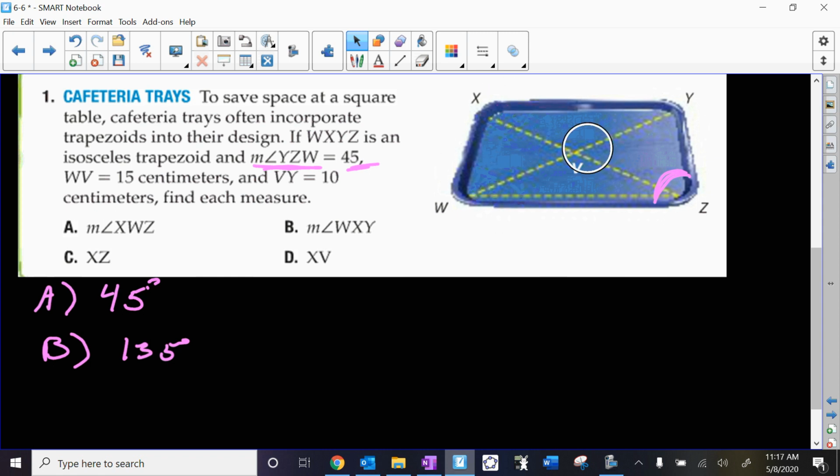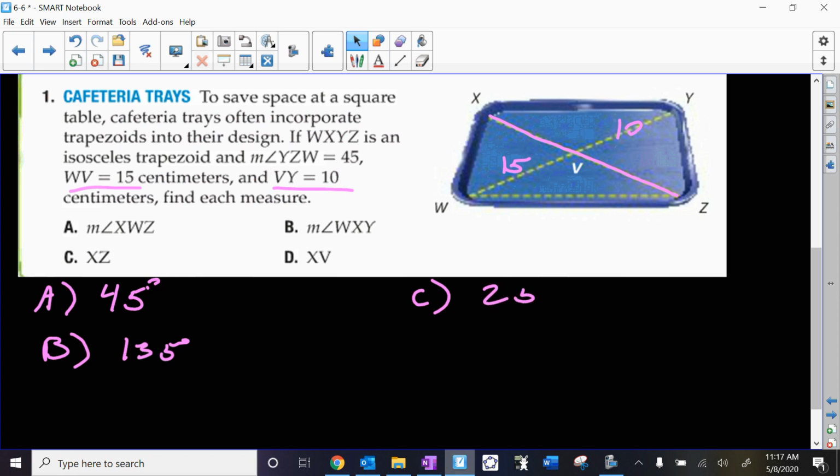I'm going to get rid of my drawings of angles because now we're going to be focusing on our diagonals. So for letter C, we're looking for XZ in here. XZ is this entire diagonal, which is going to come off of these two pieces right here. It tells me WV is 15, and it tells me that VY is 10. So in order to know what XZ is, I need to add 15 and 10 to get me 25.